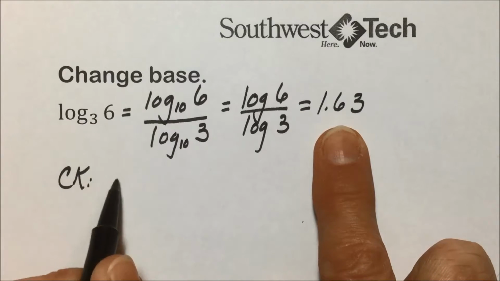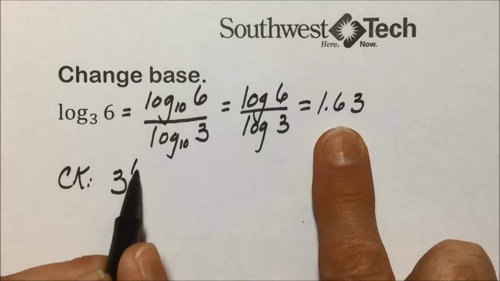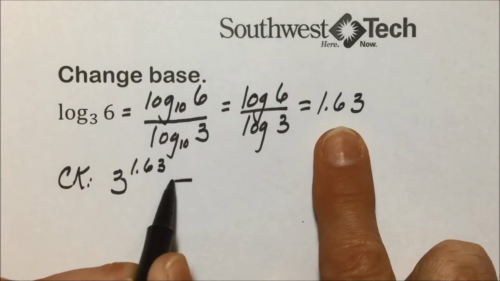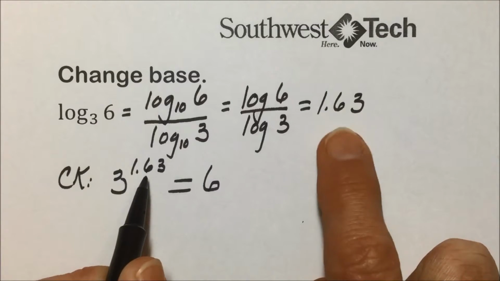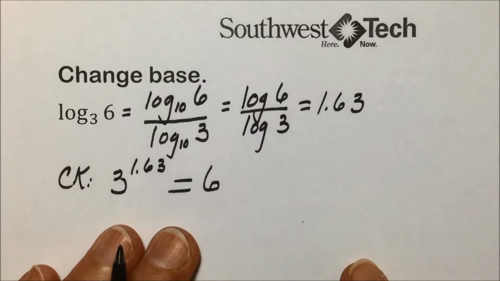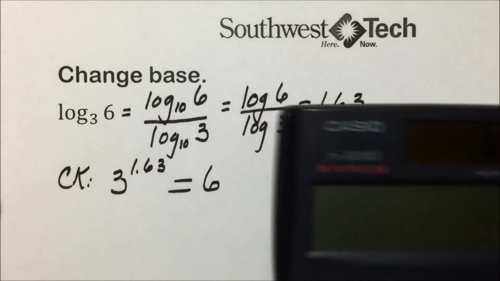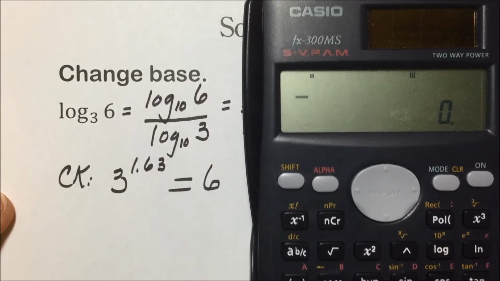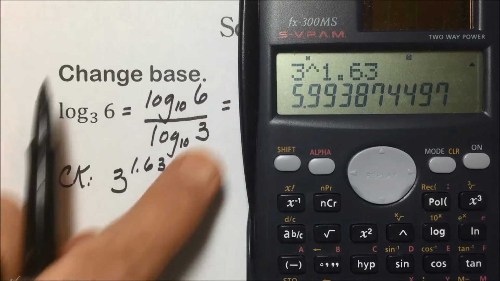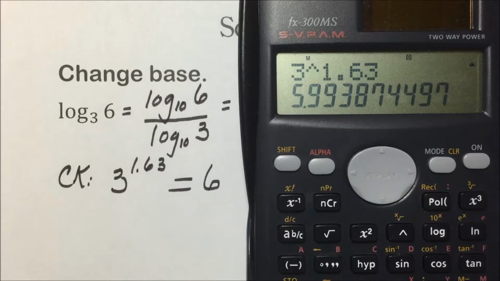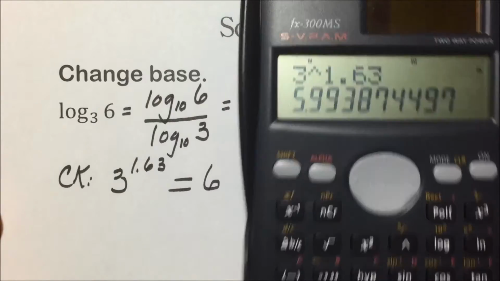Exponentially, the equivalent would be the base 3 to the 1.63 power should be 6. Now there was some rounding in the value, so it may not come back exactly, but let's see if that works. So I want to find what 3 raised to the 1.63 is, and it should be close to 6, and as you can see, I get 5.99. I'm satisfied with the rounding that this problem was solved correctly.